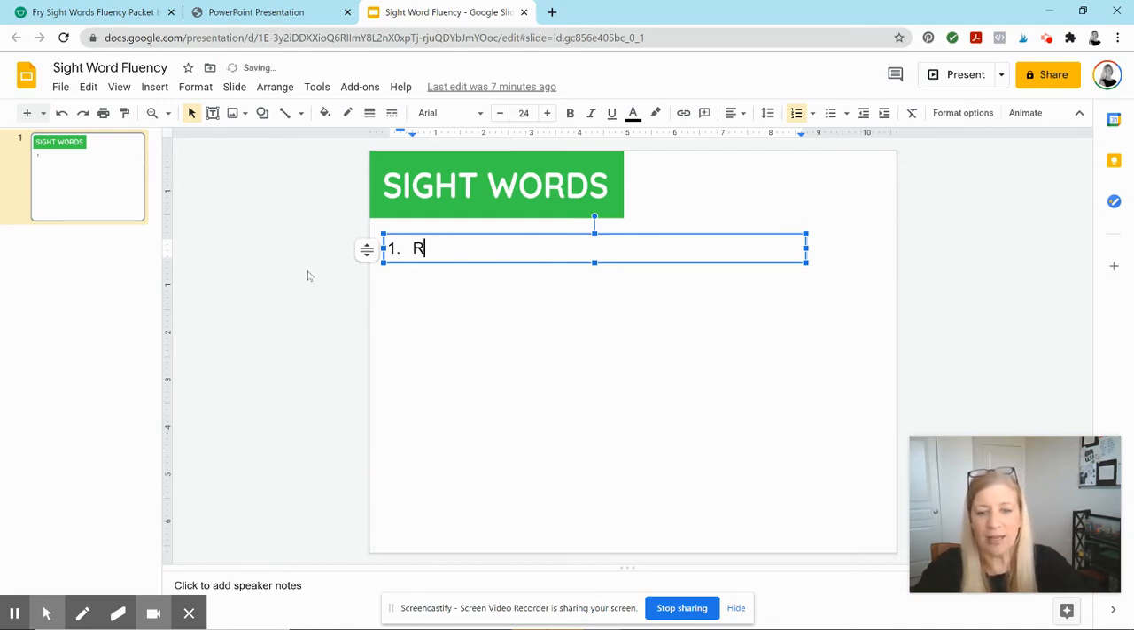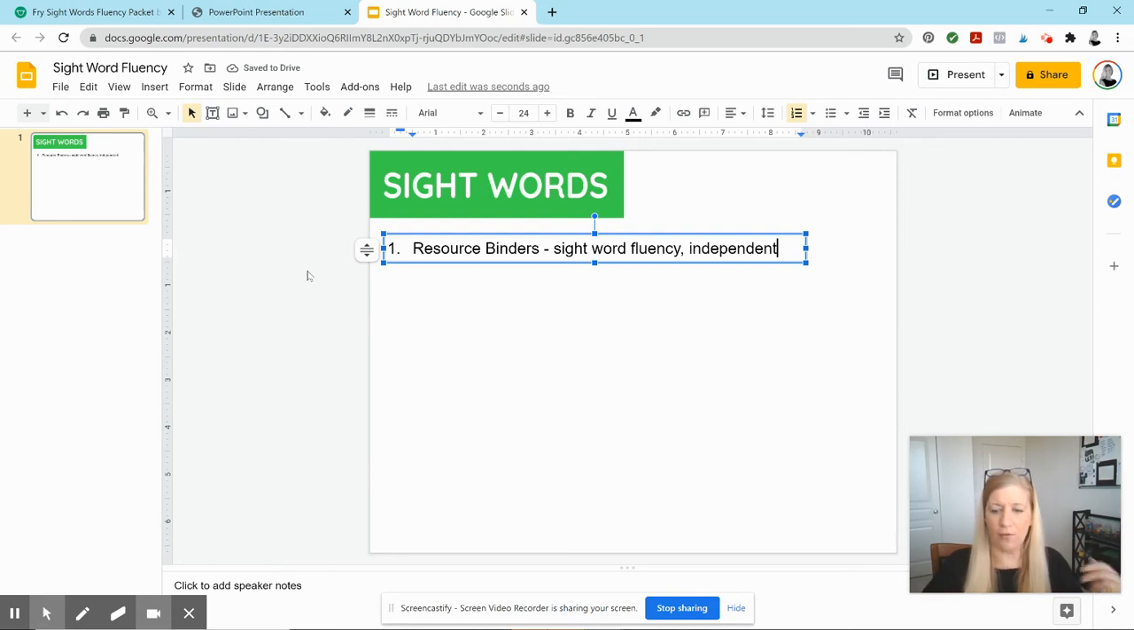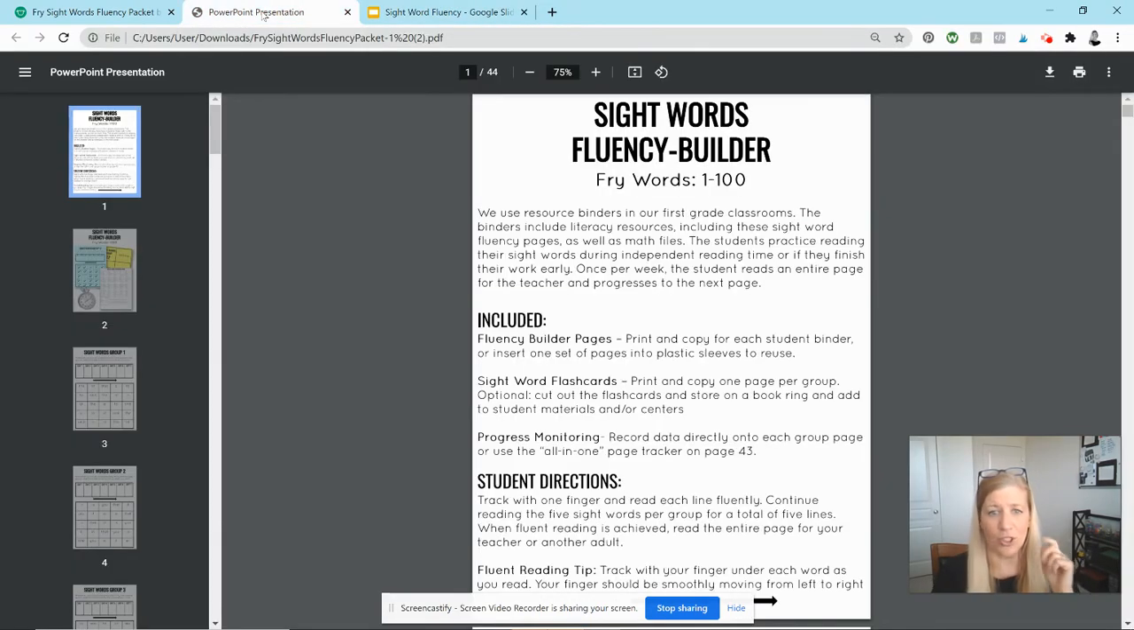And so we created these resource binders, and these sight word fluency sheets we're going to be taking a look at were part of what my students were working on and what I included in the binder. I've gone through some revisions since then, but that was something that my students were able to access independently, if that was what their goal was and what level they were working with. So that's how they started. So let me show you what the fluency pages look like.